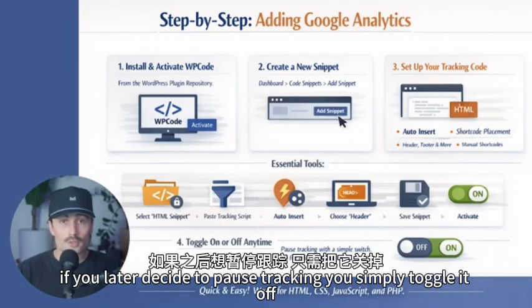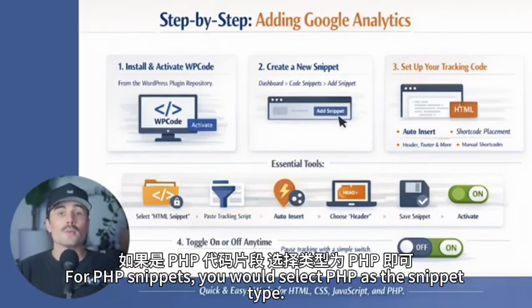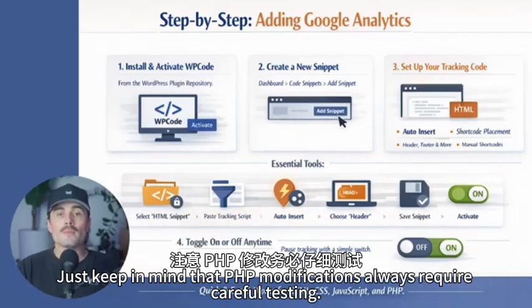If you later decide to pause tracking, you simply toggle it off. No file editing required. The same process applies to adding custom CSS or JavaScript. For PHP snippets, you would select PHP as the snippet type. Just keep in mind that PHP modifications always require careful testing.